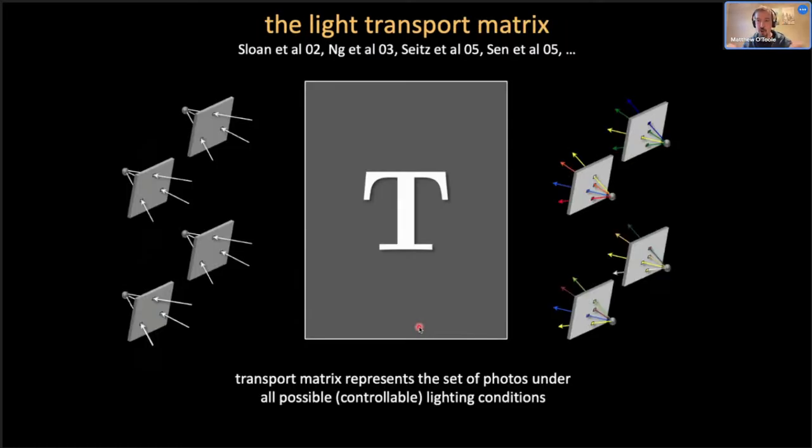And more generally, these transport matrices can represent what the scene would look like under different lighting conditions. So we don't have to just use point sources or light bulbs. We can actually take a look at what the scene would look like under different types of projector illumination. So if we have a bunch of projectors that are illuminating the scene with patterns, and we have a bunch of cameras that are measuring the scene in response, well, we can measure or capture transport matrices that will describe how light travels from every projector pixel to every camera pixel.